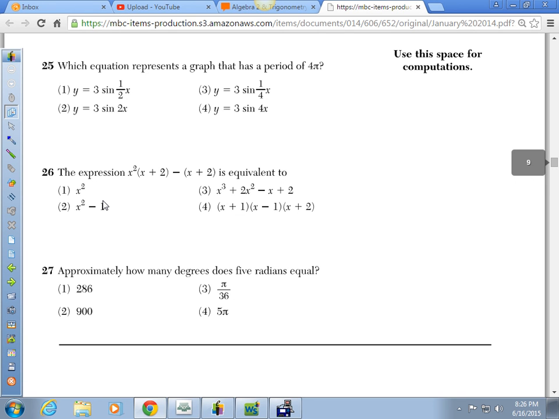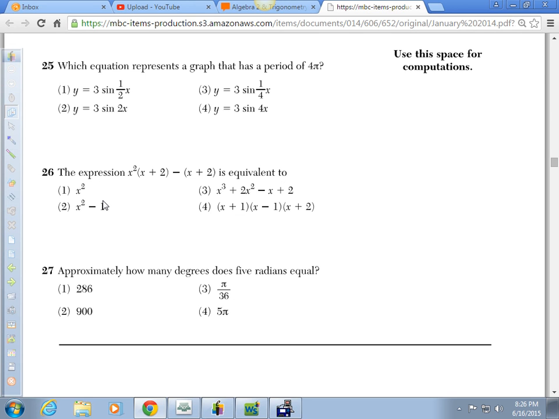$26. What are you doing on 26? Any questions on that one? Okay. By hand, you're distributing and then combining like terms, sort of values out. 5 radians.